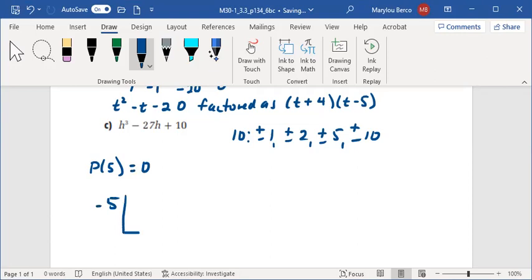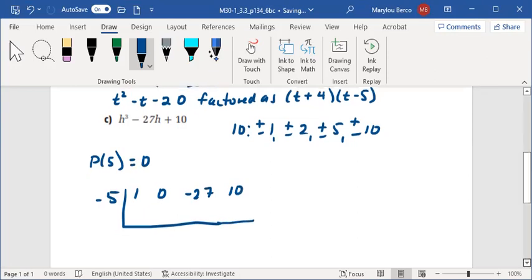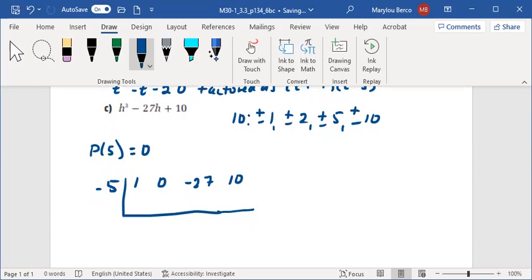We have 5, 1, 0, there's no h squared, negative 27, and 10. Okay, so we're subtracting. Bring down the 1. 1 times 5 is 5. 0 plus 5 is 5.